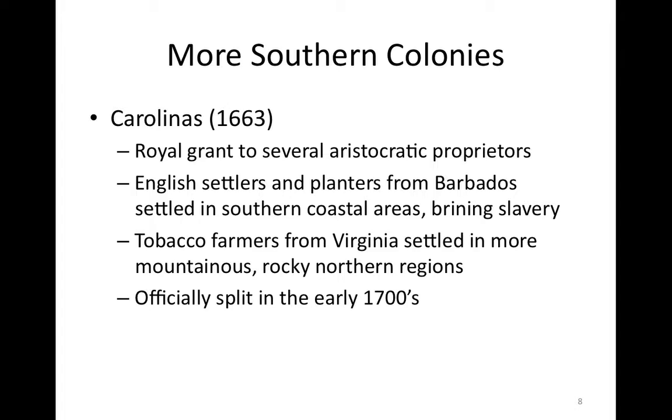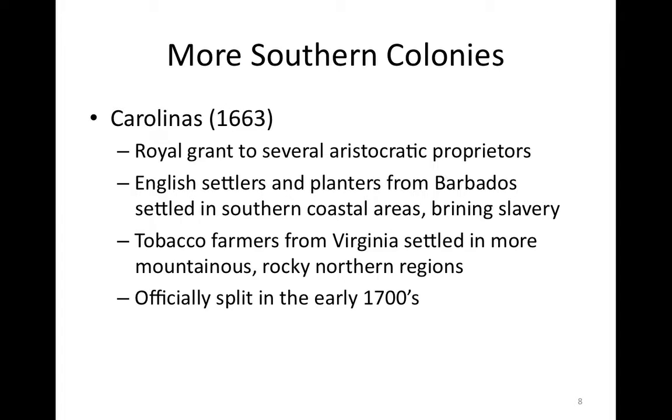What new colonies were established in the South? First, after Maryland and Virginia, was the Carolinas in 1663. This was a royal grant, meaning the king gave wealthy aristocrats in Britain the right to establish a charter to establish colonies in the area that came to be known as the Carolinas. So these colonies started out as proprietary colonies, meaning they were established by individuals who were given the right to rule over those colonies.